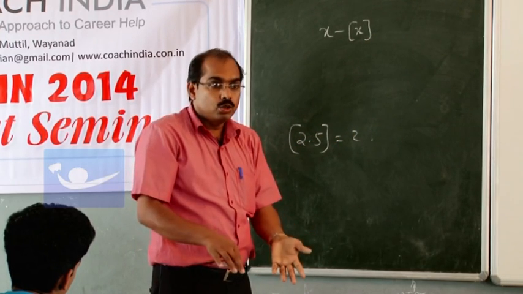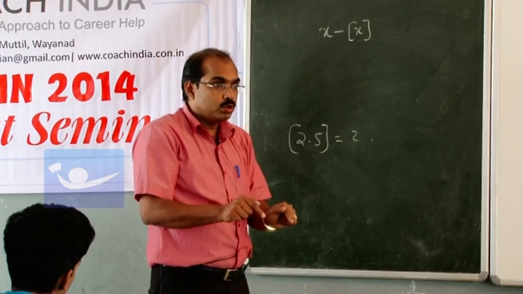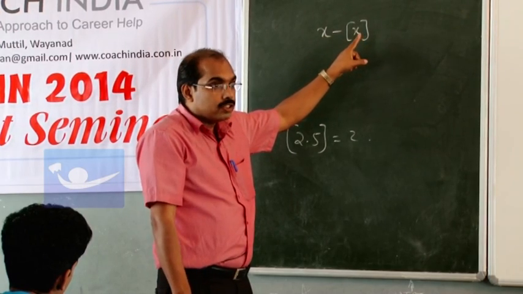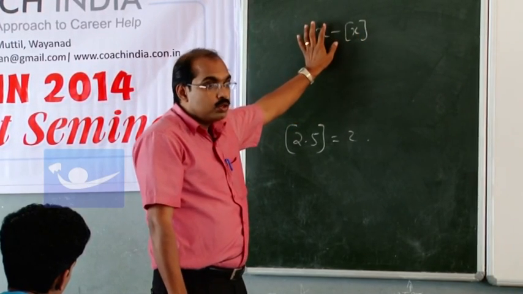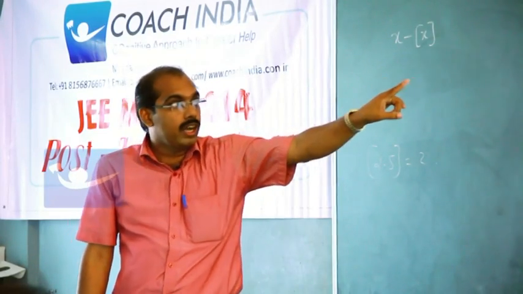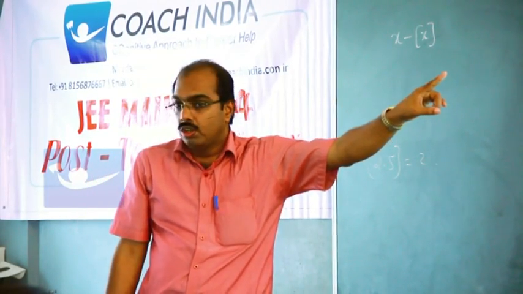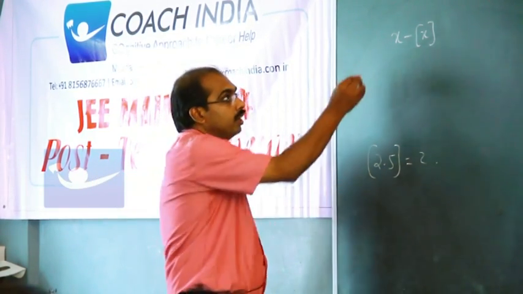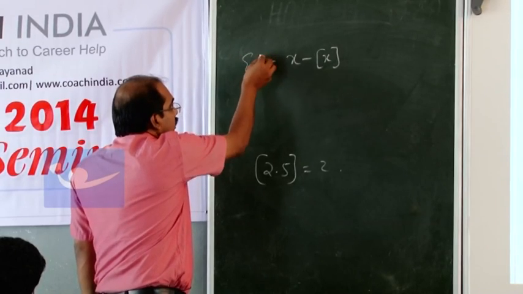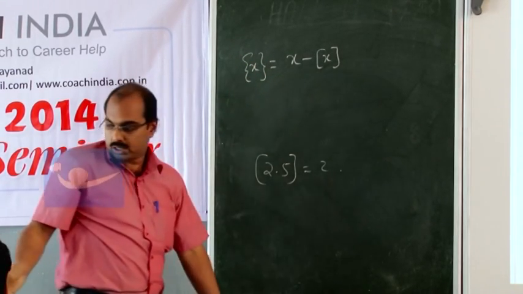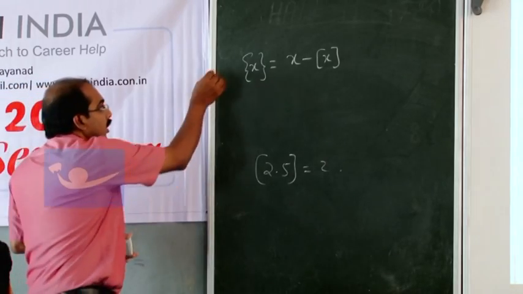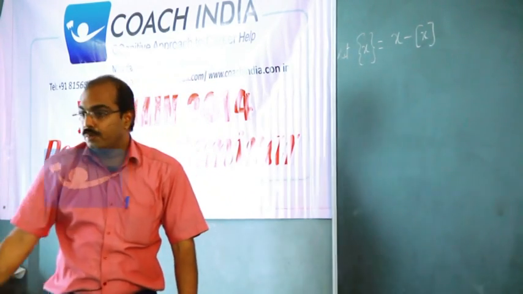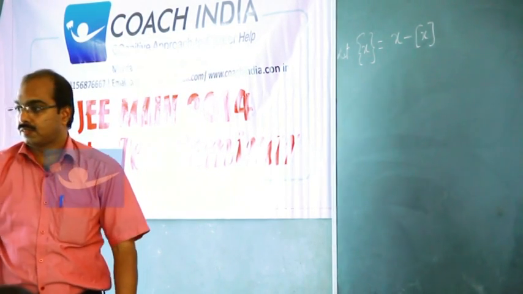But it can't be 0 because if x minus greatest integer function of x equal to 0, then x has to be an integer, and it is given that it has no integral solution. So, the value is supposed to lie between 0 and 1. We are calling this x inside the curly bracket. Let x inside the curly bracket be equal to x minus greatest integer function of x.